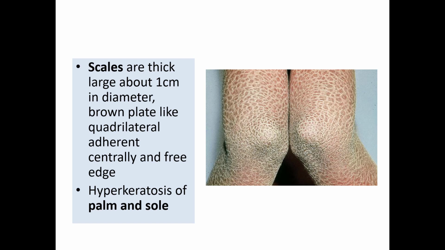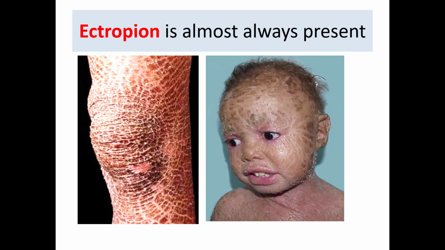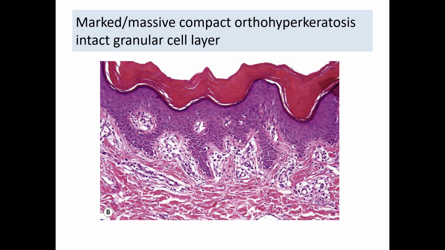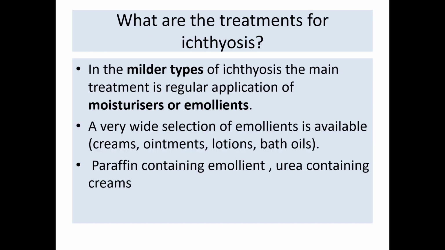The entire body surface area is involved. The palms and soles show hyperkeratosis. The face always shows ectropion, almost always. This is a characteristic feature. And if we take a biopsy, definitely hyperkeratosis will be observed.